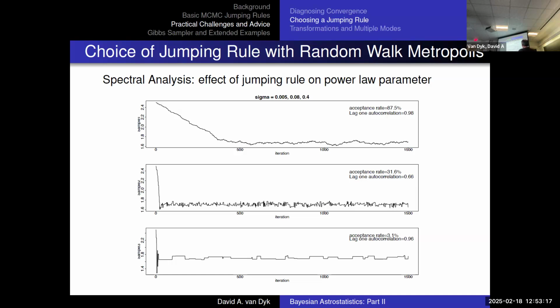That seems fine, but when you look at this again, the acceptance probability here is 87%, here is 31%, and here is 3%. The instinct of most people is to say, I want the acceptance probability to be 87%, I don't want to be rejecting, that seems wasteful. But if you look at what happens when you have a very high acceptance rate, that's actually not optimal. Optimal is not high acceptance rates. Optimal is low correlation: 0.96, 0.66, 0.98 for the lag 1 correlations. We'll look at that a little bit more.